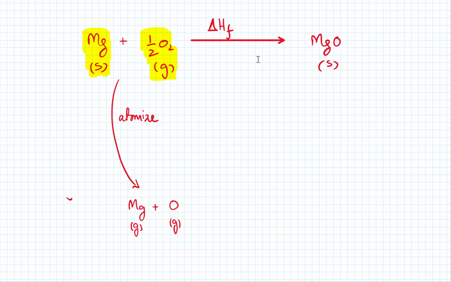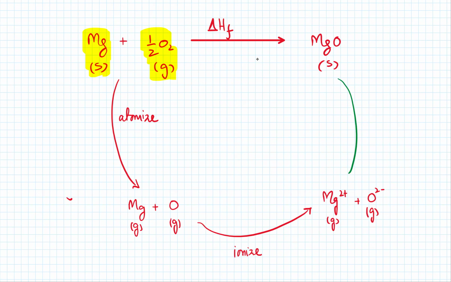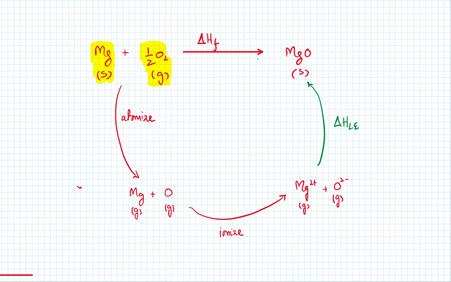And once you've atomized, because I want to form magnesium oxide, I'm going to ionize them. So the next step is I need to ionize them. I need magnesium to convert into 2+ gaseous ions, and I want oxygen to convert into 2- gaseous ions. Once I've done that, the ions will get together and form the ionic lattice. When gaseous ions form the ionic lattice, that's known as the lattice enthalpy or lattice energy.